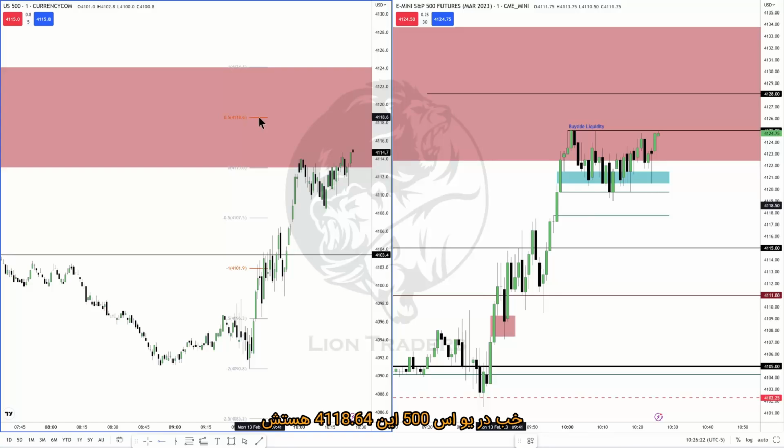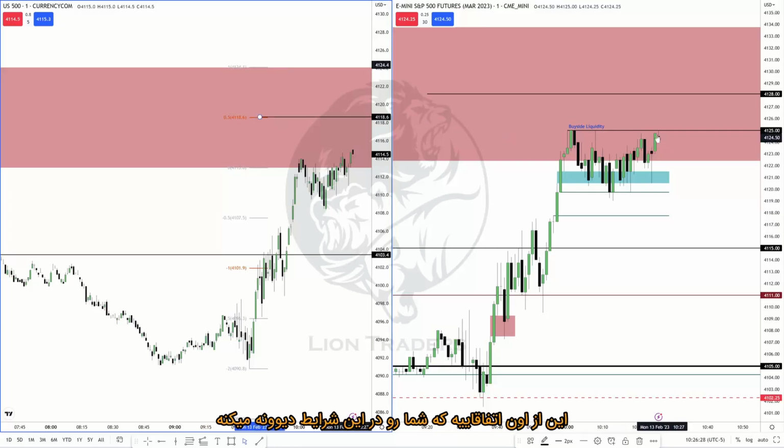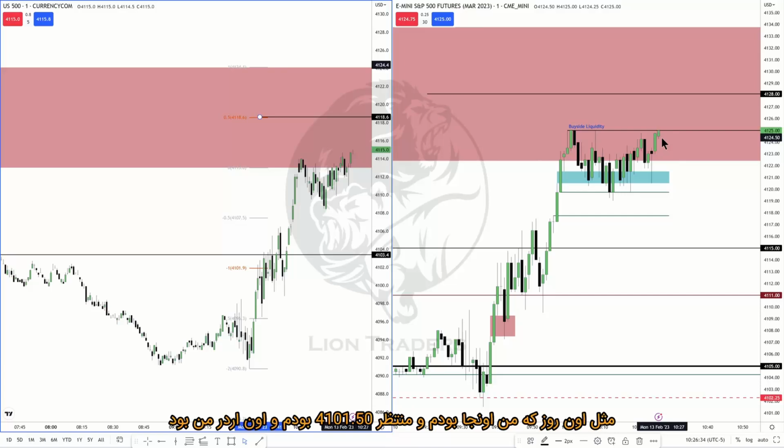US 500. See what ES is doing? See how it's just sitting there crouching below? This is the type of stuff that's going to drive you nuts in these environments. You're going to be like, come on. Like the other day when I was in there and I was looking for 4101.50, that was what my limit order was. I called the high tick, but the difference between the bid and the ask, there, that's what we're looking for. See that?